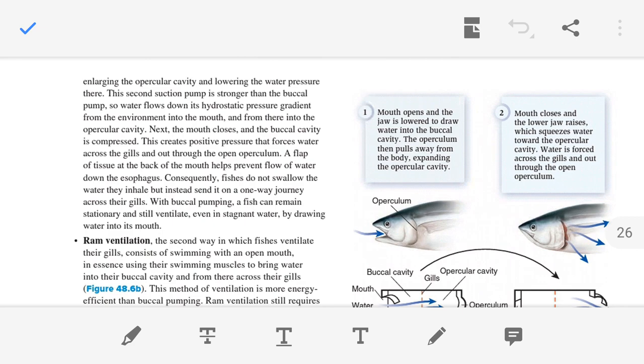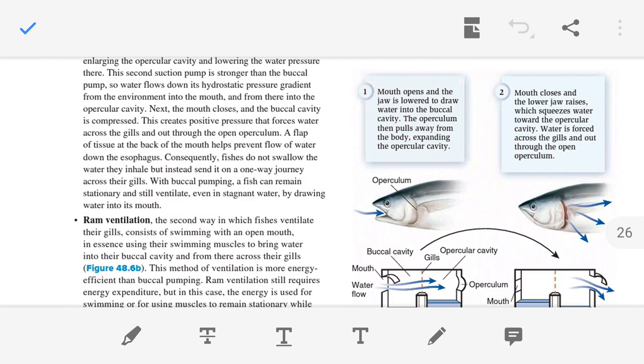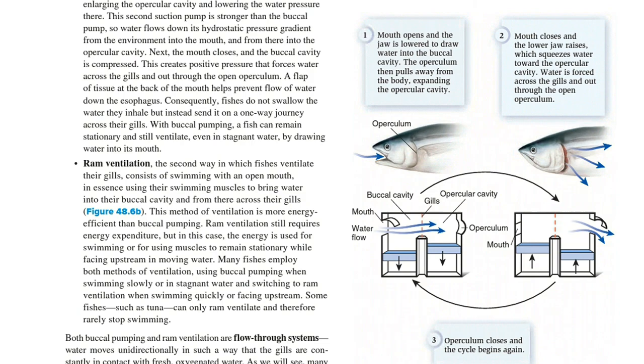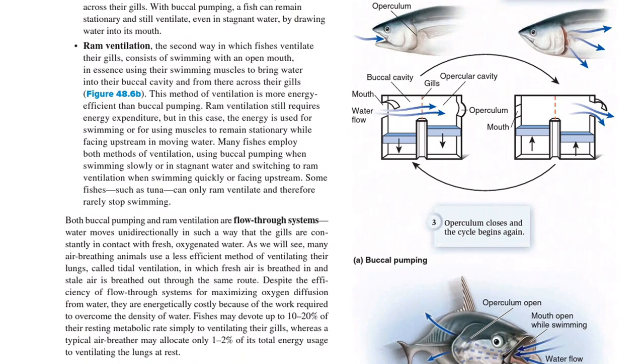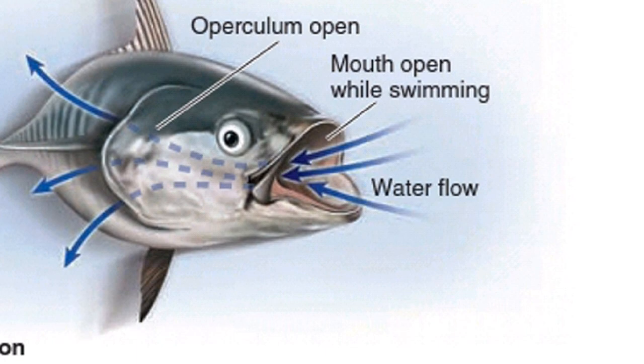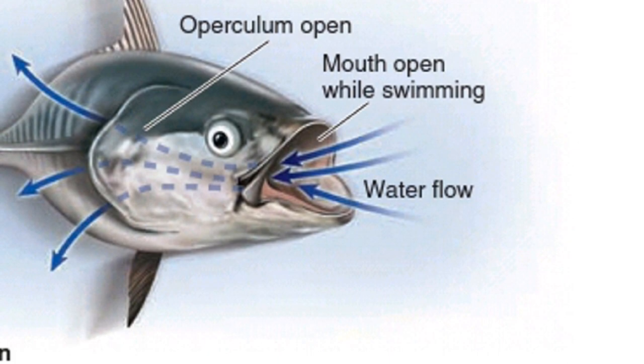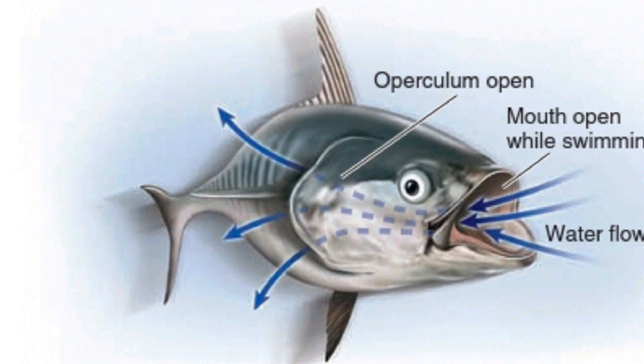The respiration through the gill. Now, if you want to read this figure, okay, 1, 2 and 3, you can read this. Now, here you see water flows from the mouth, entering through the mouth, and then the operculum is open and water is released outside.